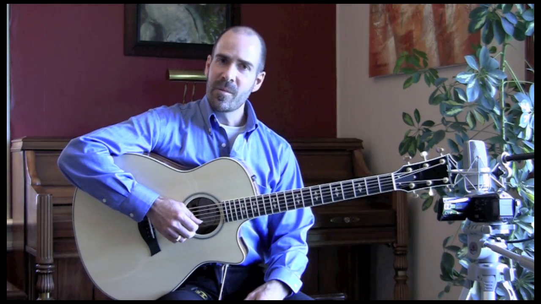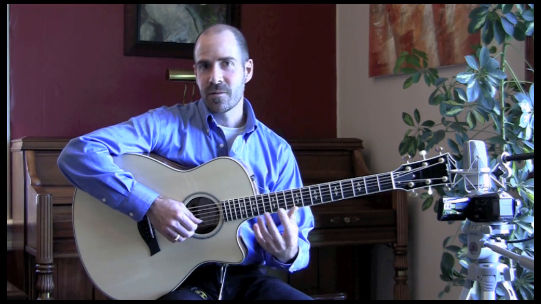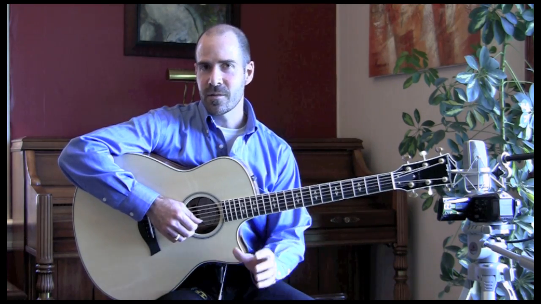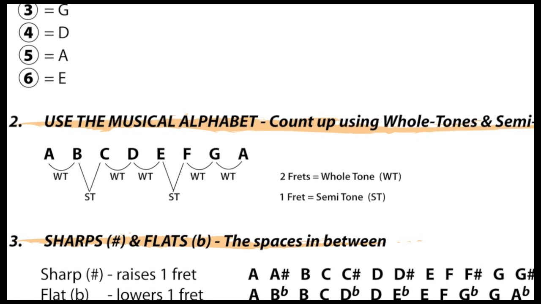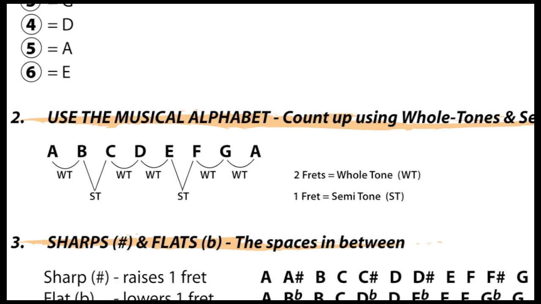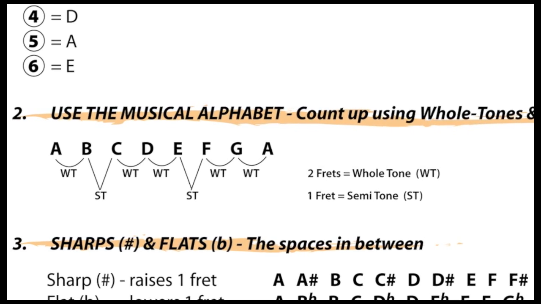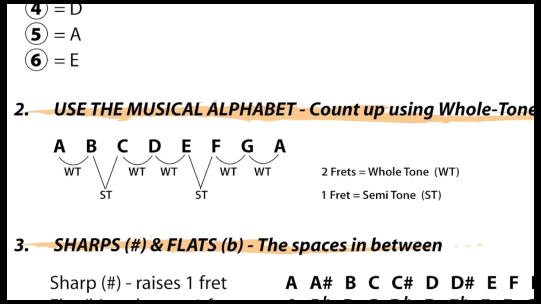The easiest way to remember this is to remember which ones are 1 fret apart, because there's just E to F and B and C. The rest of them are 2 frets apart. So once again, E to F is 1 fret, B to C 1 fret, and the rest are 2 frets.